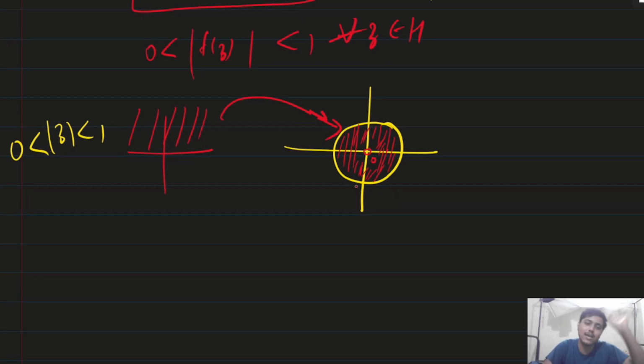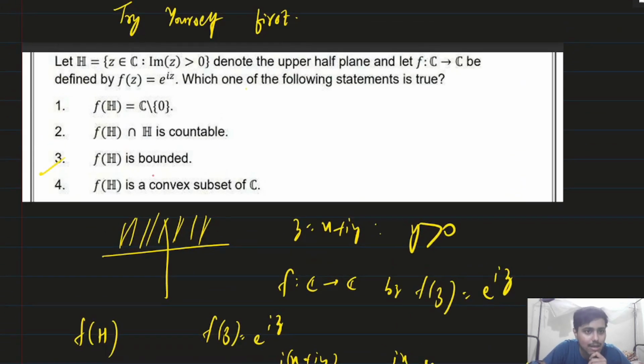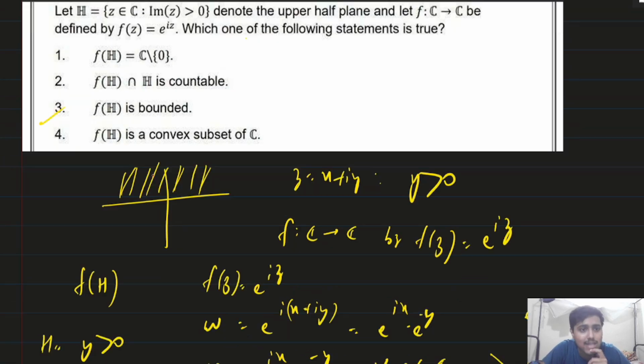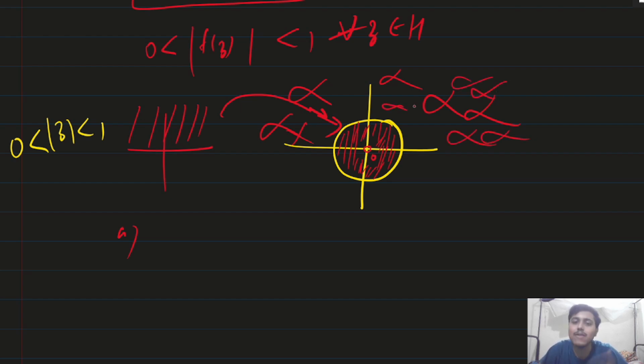Now you can discard the options. In option A it is given that f(H) equals C minus 0, meaning the whole complex plane excluding 0. Yes, 0 is excluded, but these other values are not coming in our image f(H). f(H) is this, it is bounded between 0 and 1. How can it take the value 2 or 3? So you discard option A.